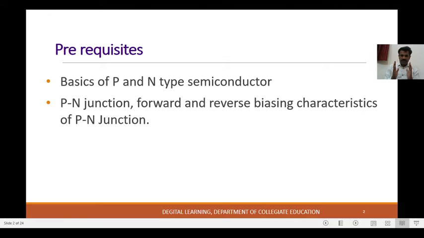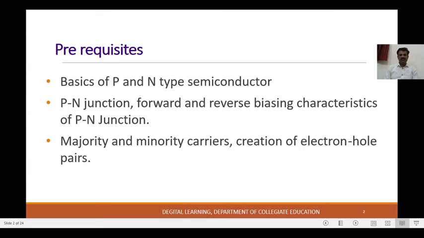One should know the biasing characteristics of a p-n junction before coming to the study of a transistor. A student should also have an initial idea about the types of carriers, that is, whether the carriers are of majority type or minority type. In the p region, the majority charge carriers are positive charges or holes. In the n region of a p-n junction, the majority charge carriers are electrons. And then there is the creation of electron hole pairs.